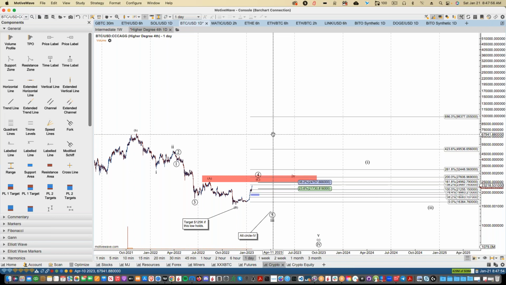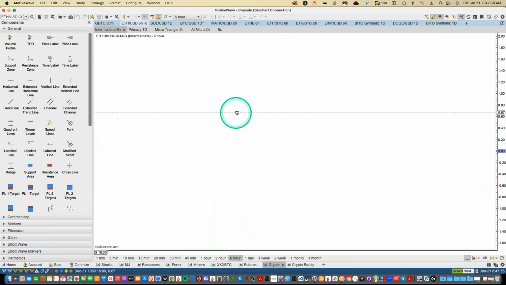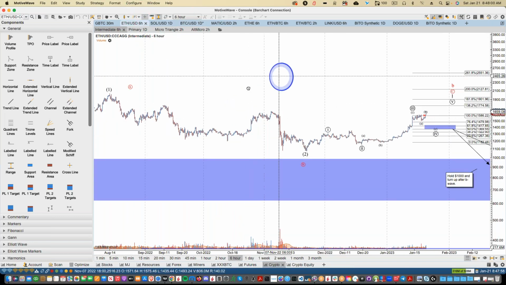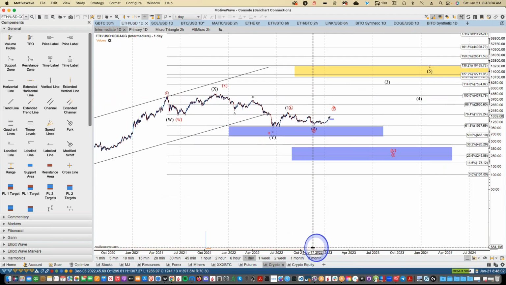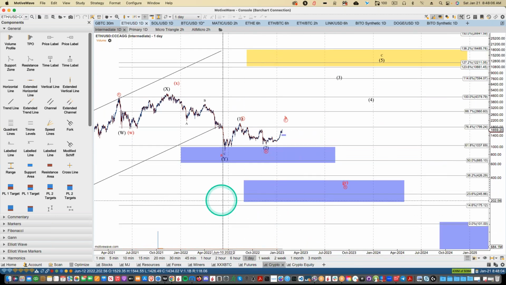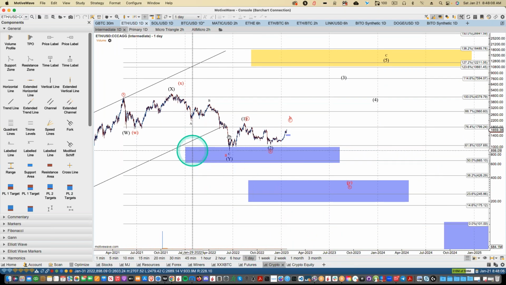Let's go to Ether real quick. Ether is one of the weirdest charts right now, even from a long-term perspective, so I'm very, very cautious on it. That said, what's really good about it is that it has continued to hold that low from last year that Bitcoin has not been able to.